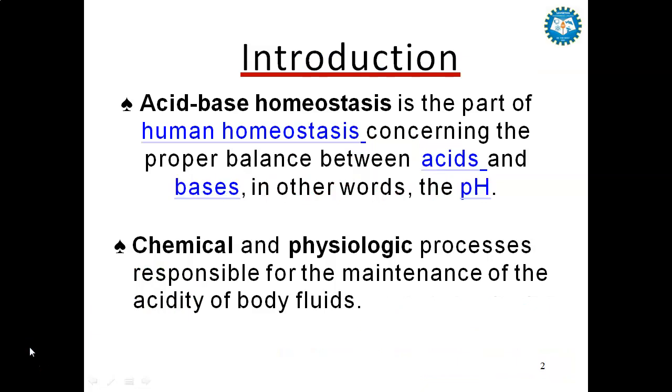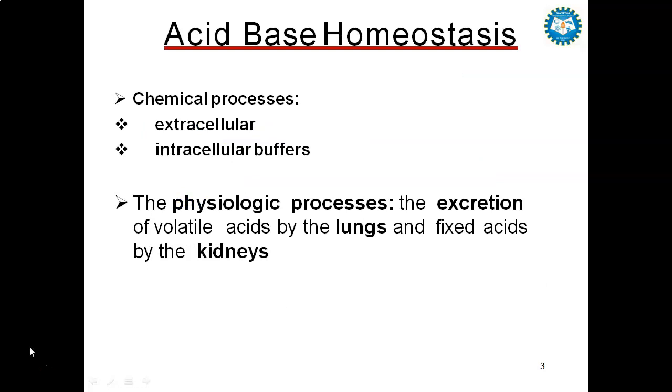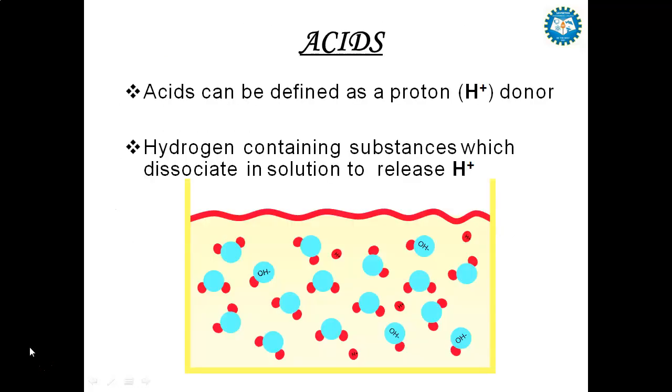Introduction. Acid-base homeostasis is the part of human homeostasis concerning the proper balance between acids and bases, in other words the pH. The chemical and the physiologic processes are responsible for the maintenance of the acidity of our body fluids. Acid-base homeostasis: the chemical process involves extracellular and intracellular buffers. The physiologic process is the excretion of volatile acids by the lungs and fixed acids by the kidneys.